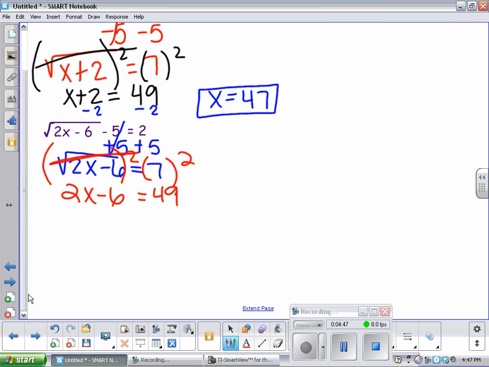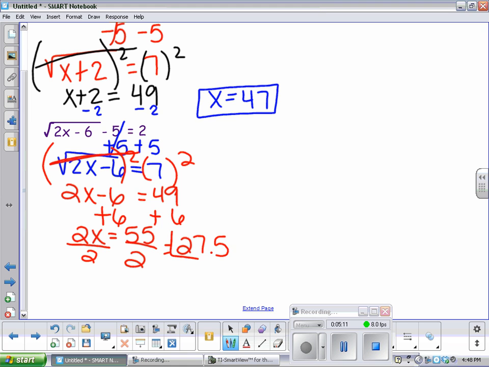A couple more steps here, but still not bad. Add 6 to both sides. 2x is 55. Divide by 2. You can leave this as 55 over 2, 55 halves, or you can get 27.5 when you actually divide it.